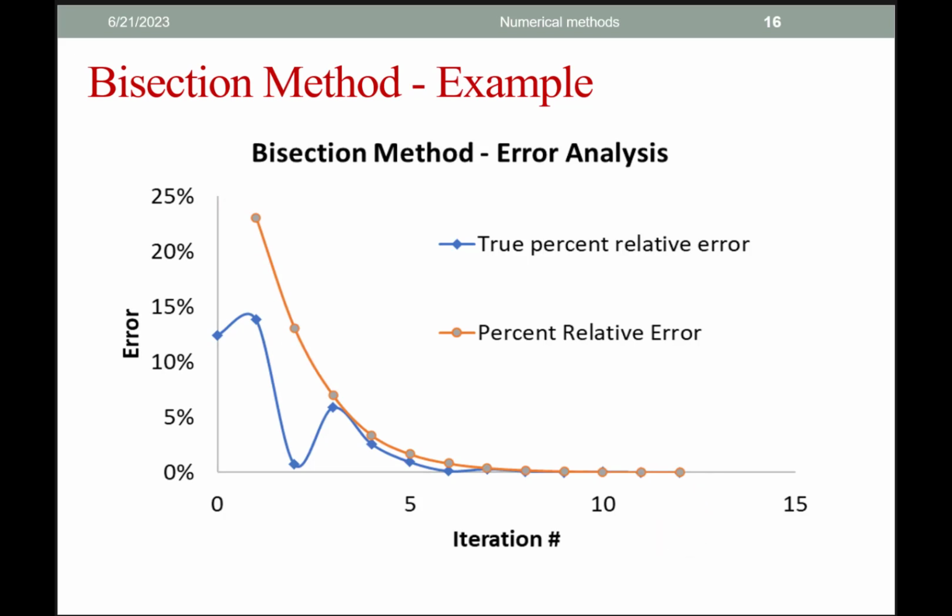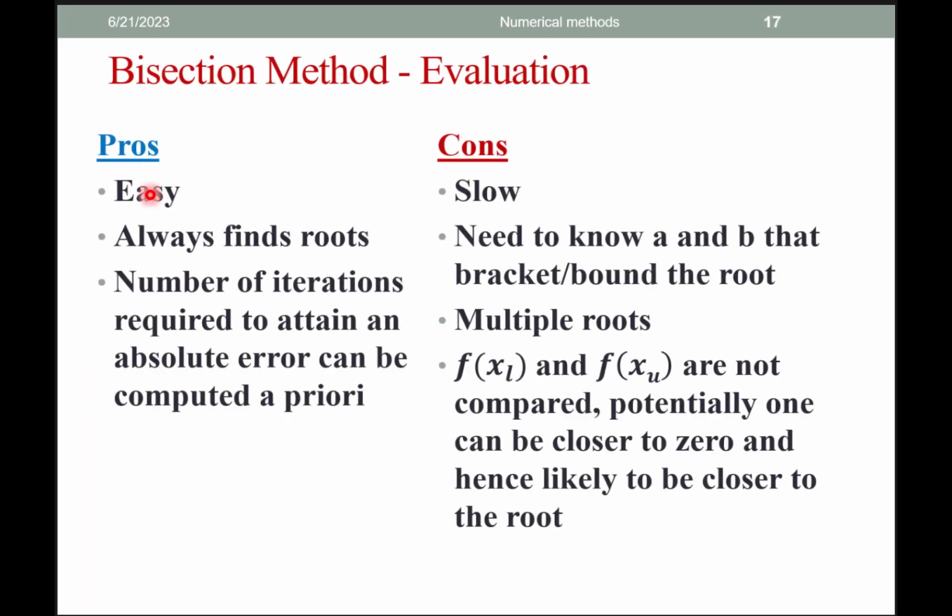So, pros: it's super easy. We take the two bounds, find the two bounds.